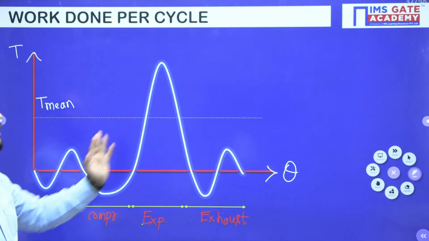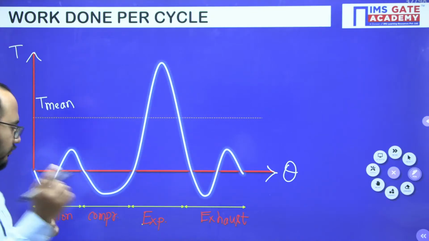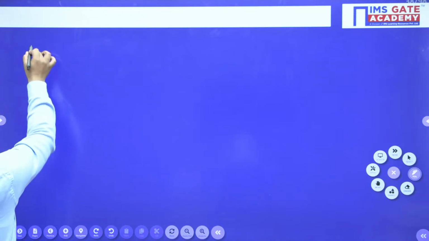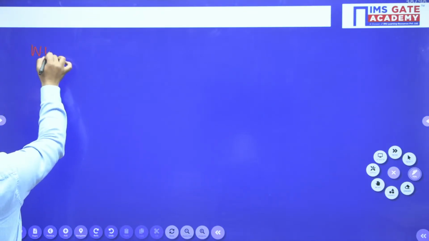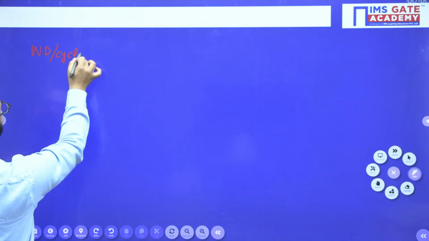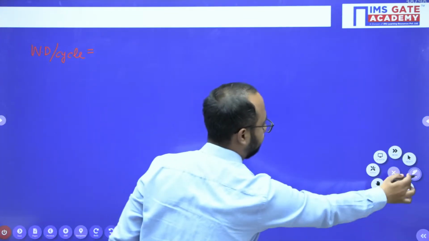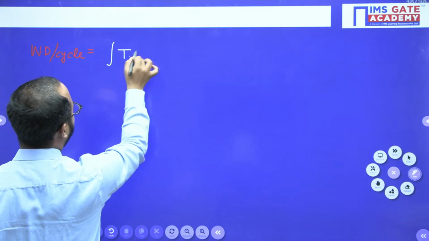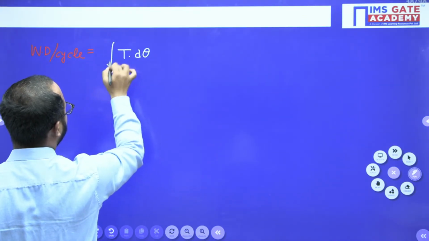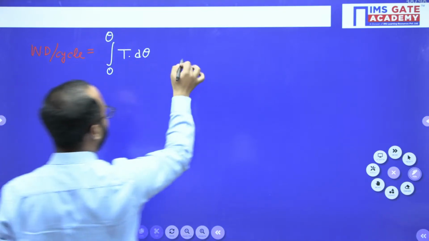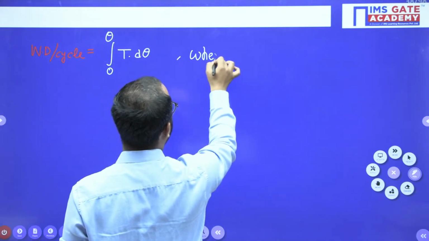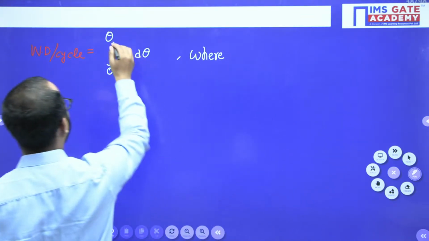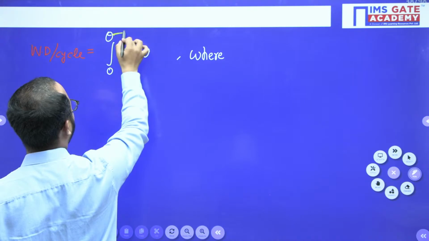Now how to calculate the work done per cycle? Right, now we'll write down the formulas here. See, first formula, work done per cycle. Integration of T d theta, 0 to theta, but theta will be here time period, this theta. Okay, we have to call this theta as time period.